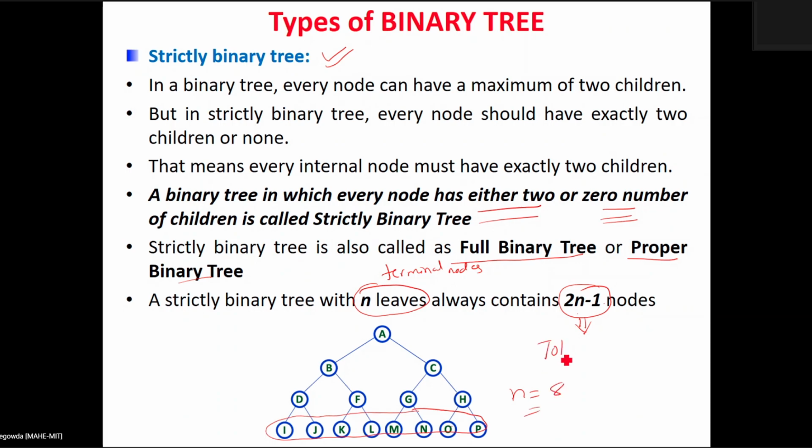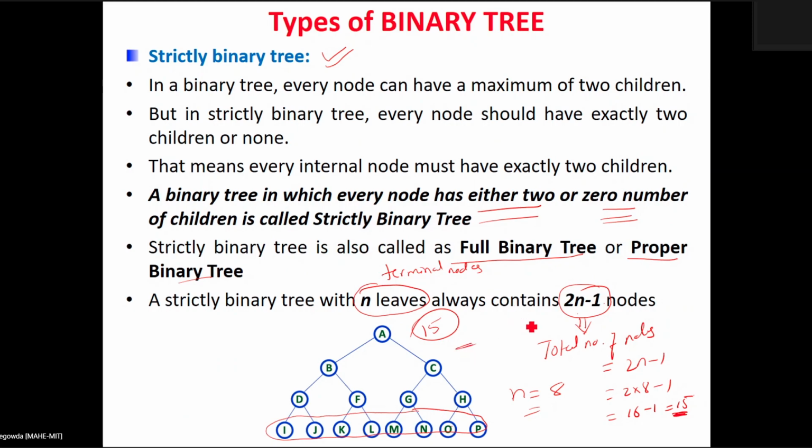Then the total number of nodes in this tree will be 2n minus 1. So 2 into 8 minus 1, that is 16 minus 1, that is 15. Okay, total number is 15. If you count the number of nodes in this tree, you will get the value 15 here. So 8, 9, 10, 11, 12, 13, 14 and 15. So the total number of nodes will be 15 here.